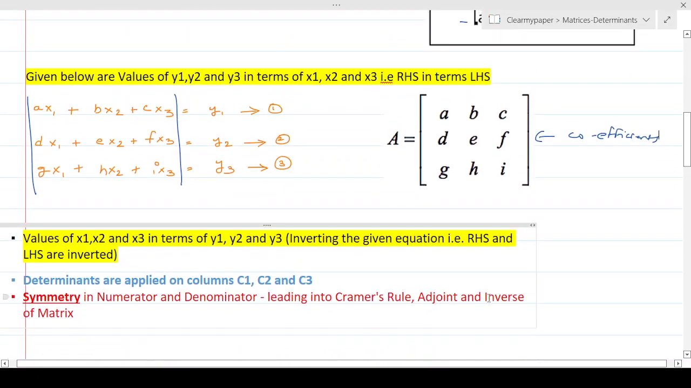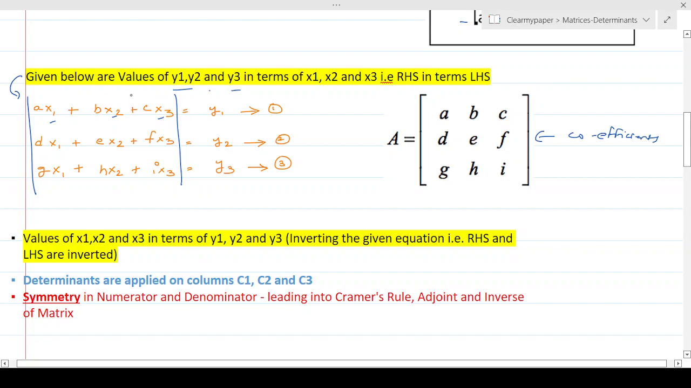And what we have done in essence is, and this is where you need to pay attention, whatever was given to us, we were given 3 equations with 3 unknowns, x1, x2 and x3, and those were expressed in terms of y1. In other words, we had the y variables expressed in terms of x1, x2 and x3, where y is on the right hand side. So we were given the values of y1, y2, y3 in terms of x1, x2 and x3.